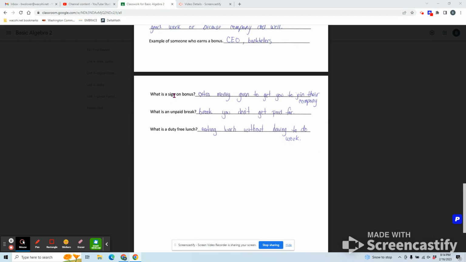What is a sign-on bonus? It's extra money given to you when you join a company. So sometimes you get a sign-on bonus of $5,000 for working at that company for 3 years on top of your normal salary. So as long as you stay those 3 years, you get $5,000.